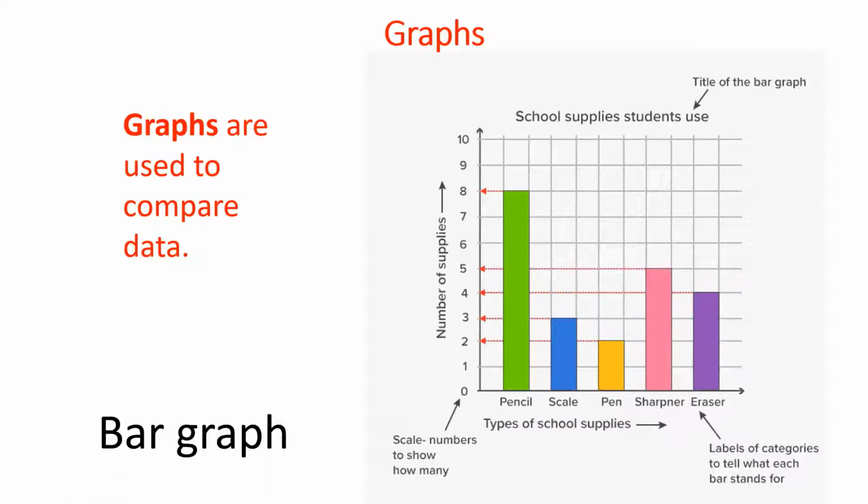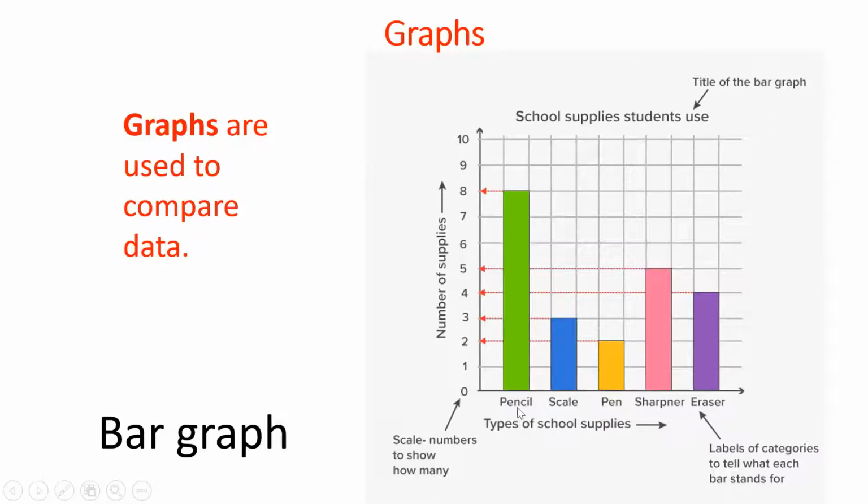It starts with 0 and this number might differ. It is according to the scale. If you are using the scale as 1, it goes on like 0, 1, 2, 3, 4, etc. If you are using the scale as 2, it starts with 0, then 2, 4, 6, 8, etc. So here the scale used is 1.